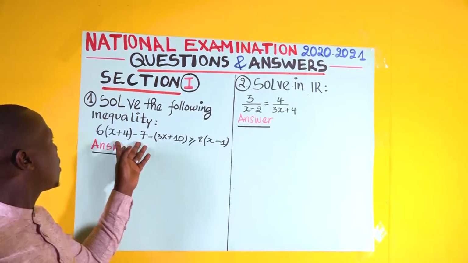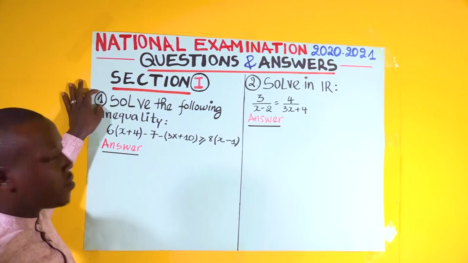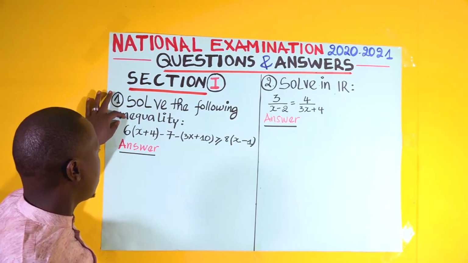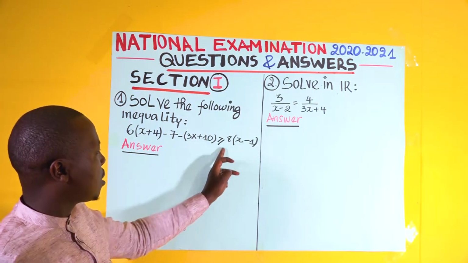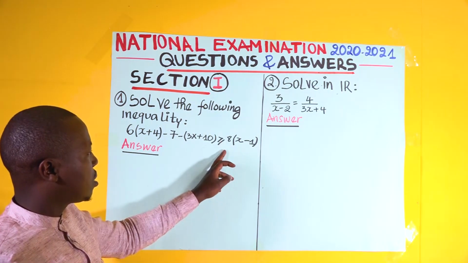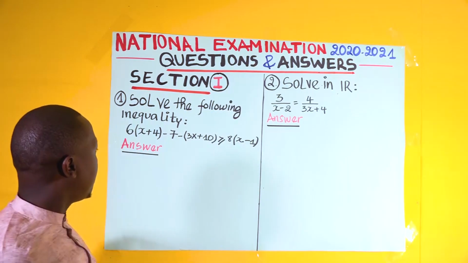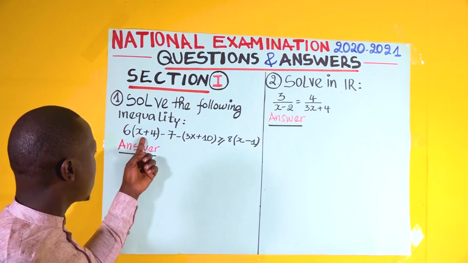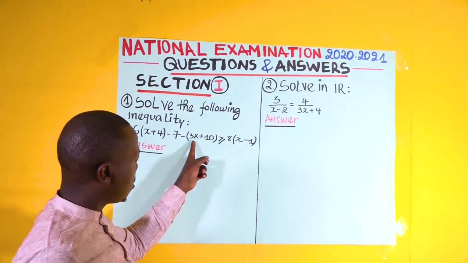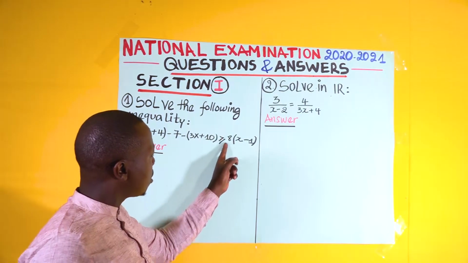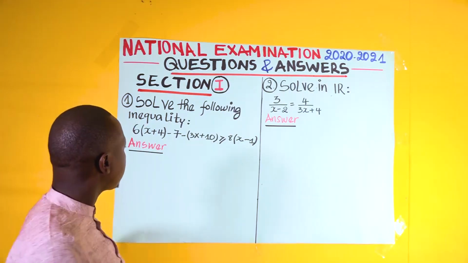Let us see the first question, how it looks like. We were asked to solve the following inequality. It is an inequality because of the sign that you are seeing here. This is an inequality, and the sign here is called greater than. The question was 6 times (x plus 4) minus (7 minus 3x) plus 10 is greater than or equal to 8 times (x minus 1).